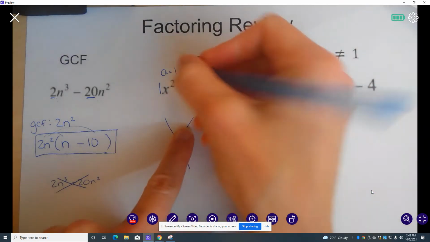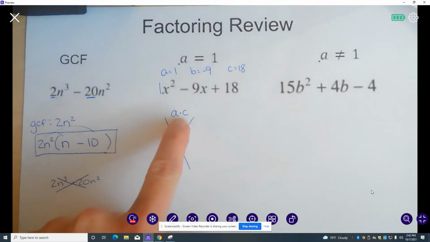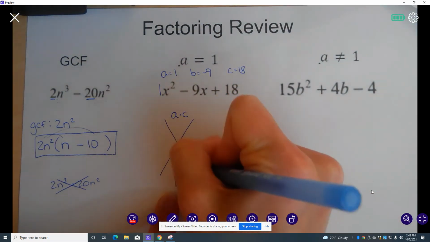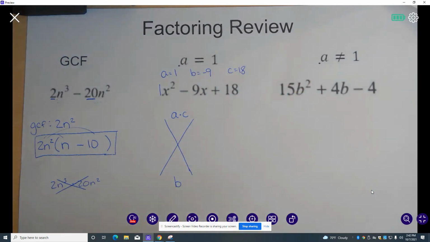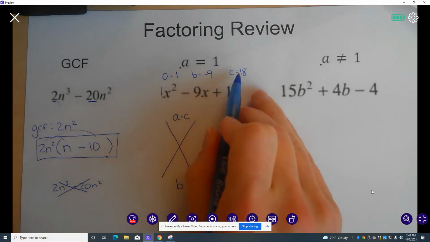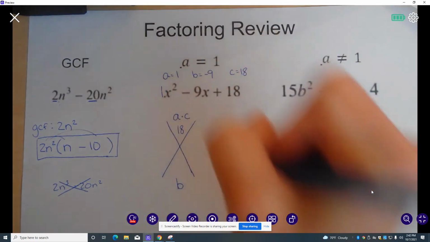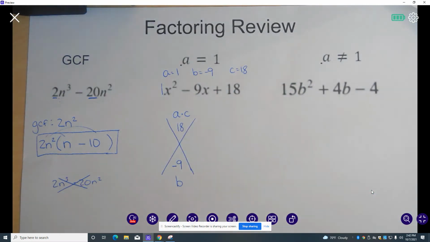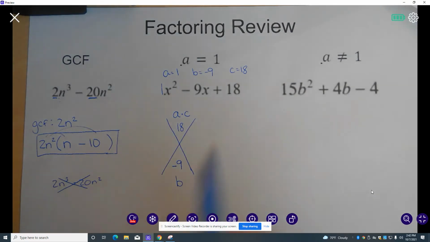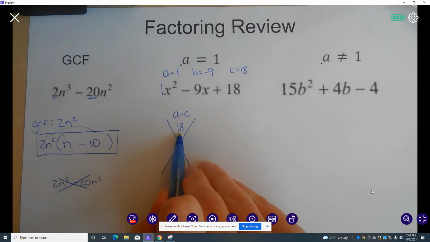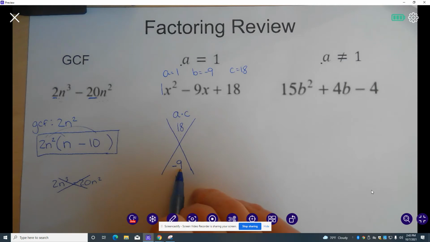In our X, the top of the X will be what we get when we do A times C. And then the bottom of our X will be what we get when we put B there. So A times C, 1 times 18 gets me 18. B is negative 9. And so here my job now is to figure out which two numbers multiply to get 18 and add to get negative 9.